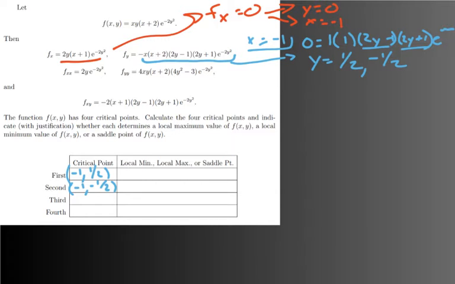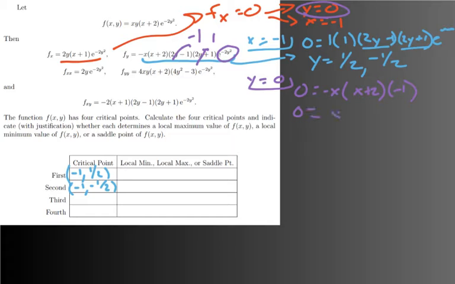Another case is this one, right? So when y equals 0, this will be a 1, and then that'll be a negative 1, and that'll be a 1. So you're going to get 0 equals negative x times x plus 2 times negative 1. So 0 equals x times x plus 2. So x equals 0 or negative 2. So the other critical points are 0, 0 is 1, and then 0, negative 2.